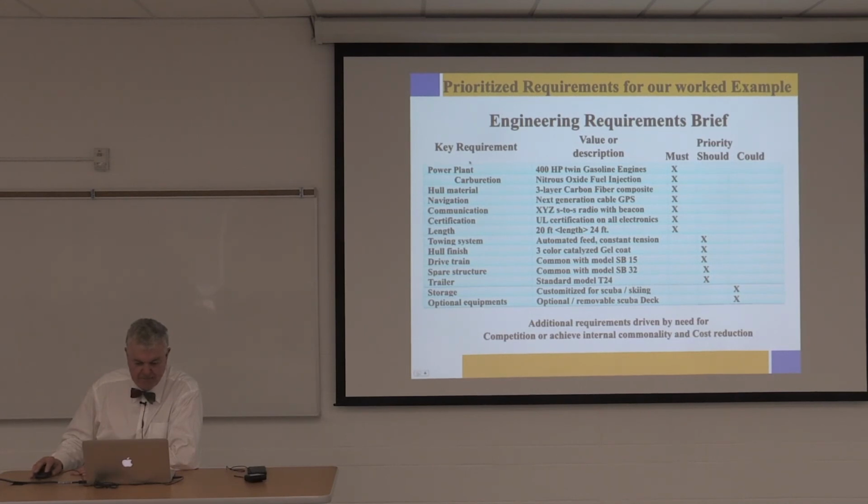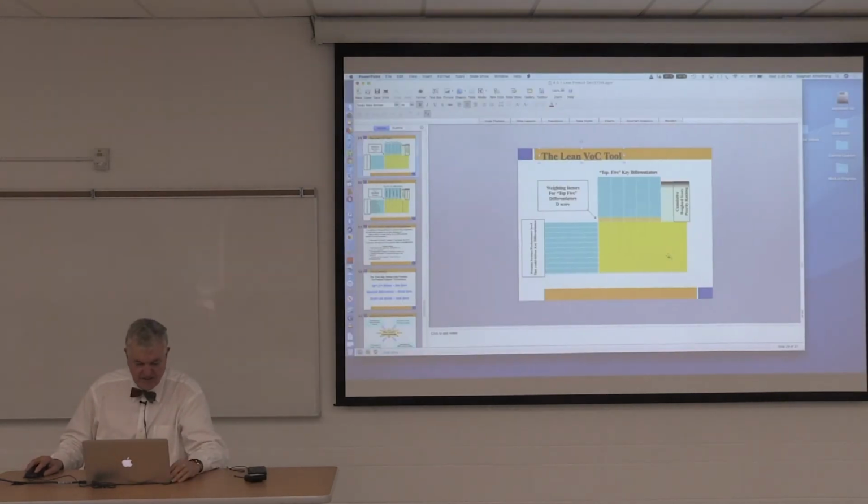Back to the same speedboat. In this case, I'll go to that one. Power plant has to be a 400 horsepower. They wanted that. It was a must-have for them. Next generation GPS, must-have. 20 foot to 24 foot in length, must-have. Now the priority, or should have, 3-motor catalyst gel coat. Standardized model T24, and here storage customized for scuba skiing. That was a could have. It's a way of thinking. Thank you very much. That ends 8.0.1.